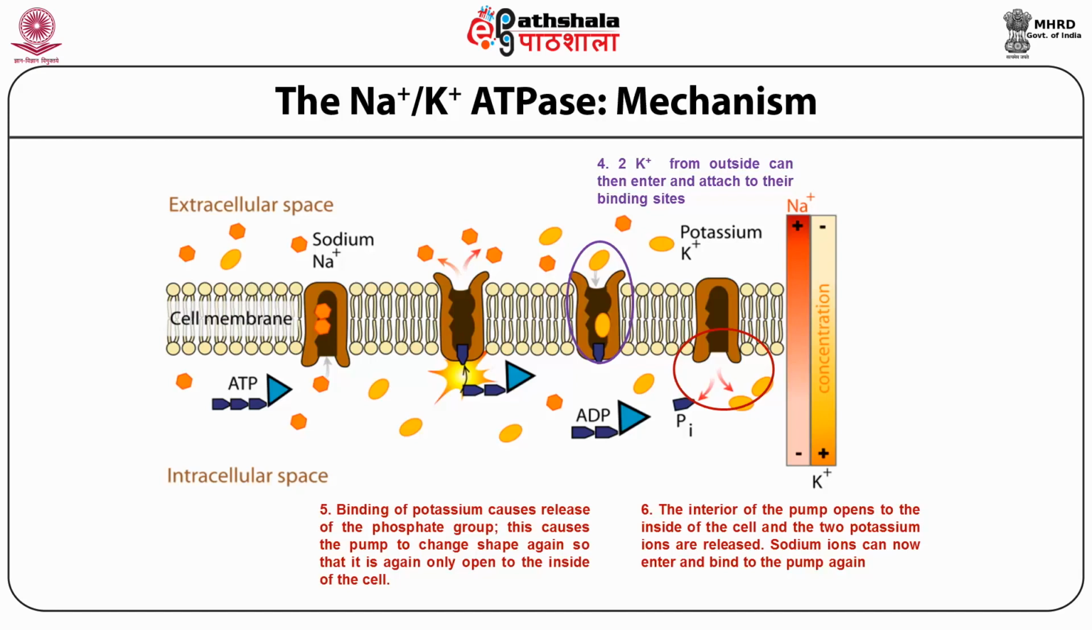sodium potassium ATPase protein. Binding of potassium causes release of the phosphate group. This causes the pump to change its shape again so that it is again only open to the inside of the cell. The interior of the pump opens to the inside of the cell, and the 2 potassium ions are released. Sodium ions can now enter and bind the pump again so that a new cycle can be achieved.